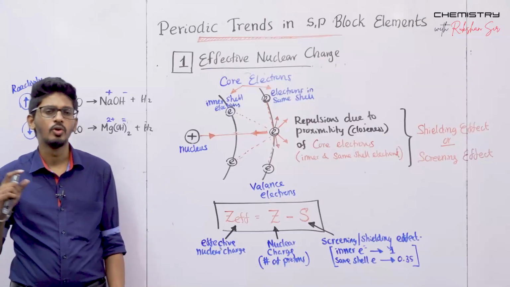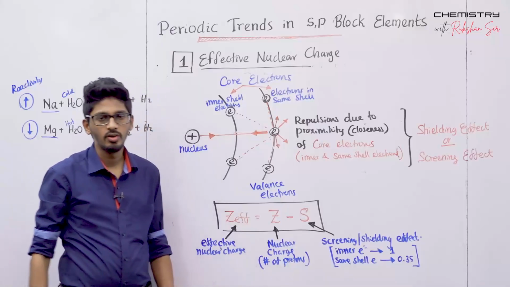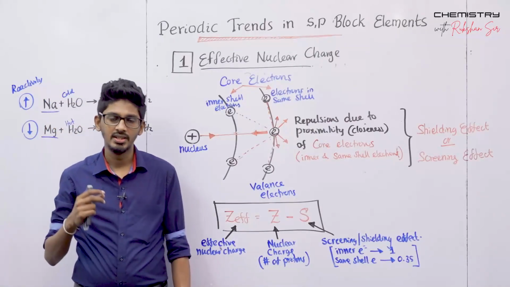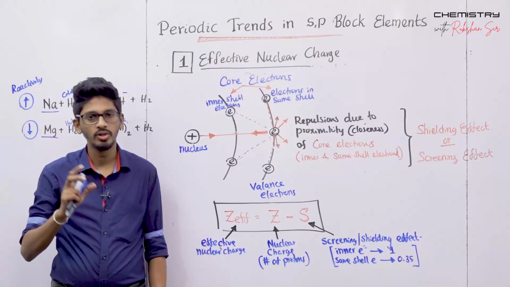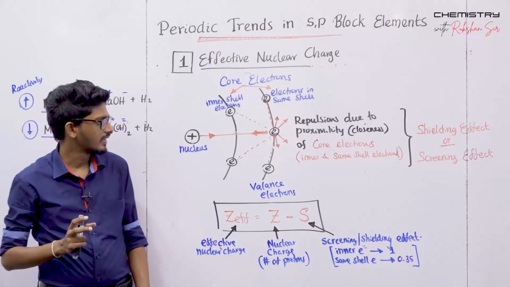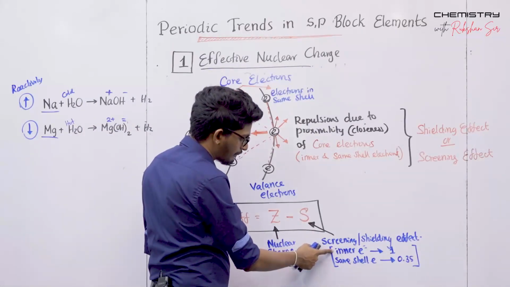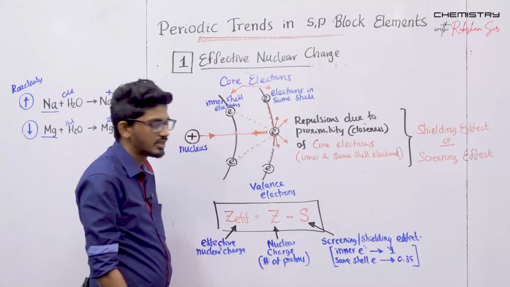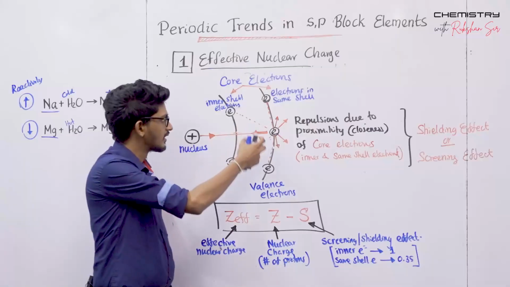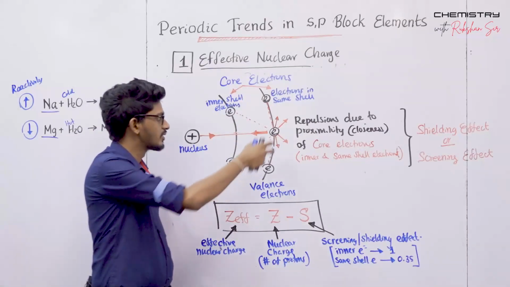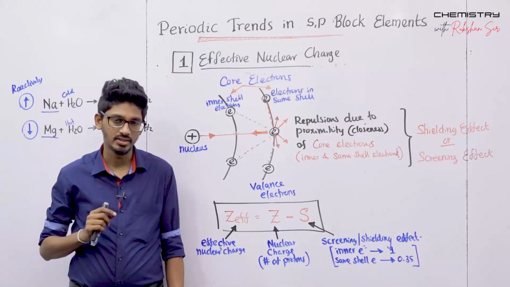Remember, when it comes to core electrons, same shell electrons are also counted. Not only the inner shell electrons, but also the same shell electrons participate in these kinds of repulsions for shielding. Keep that in mind.